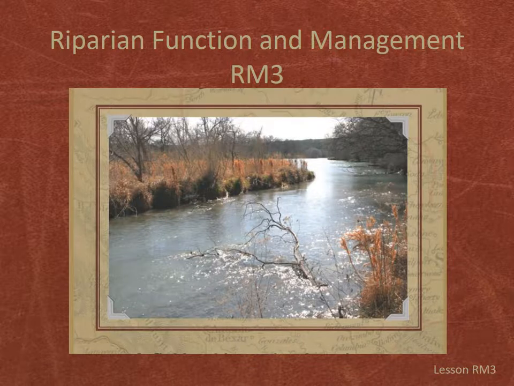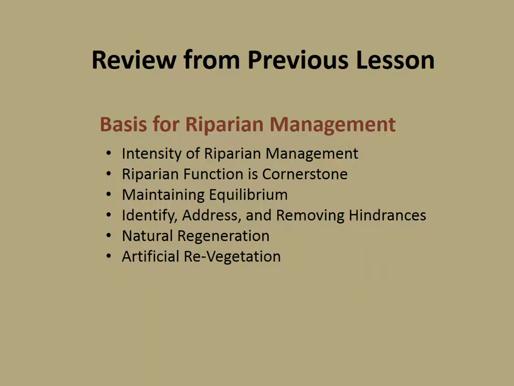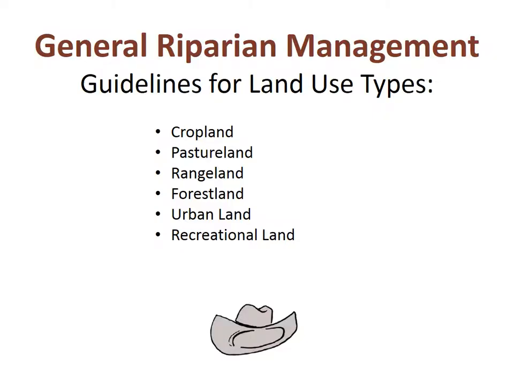Welcome to the 13th lecture in Riparian Function and Management. Our previous lesson covered some key considerations in understanding the basis for riparian management, in which we discussed intensity of riparian management, riparian function as a cornerstone, maintaining equilibrium, identifying, addressing, and removing hindrances, natural regeneration, and artificial revegetation. Today we will apply that understanding as we learn about general riparian management guidelines for different land use types.